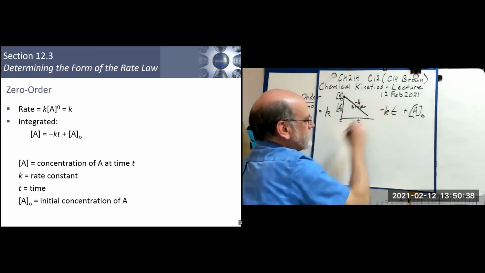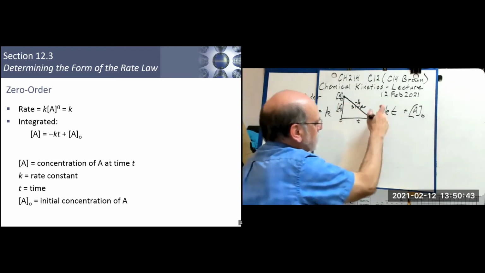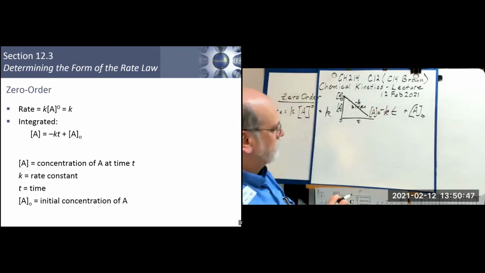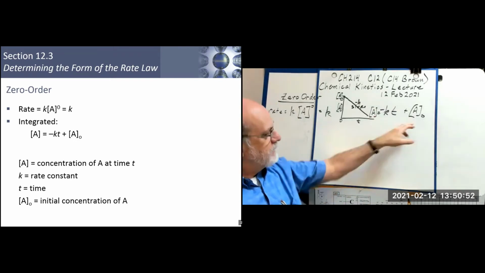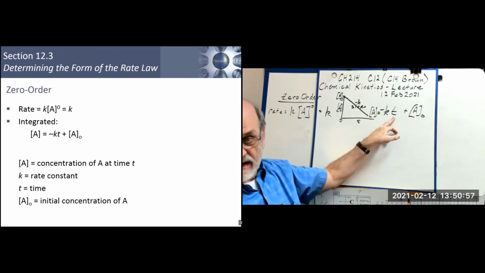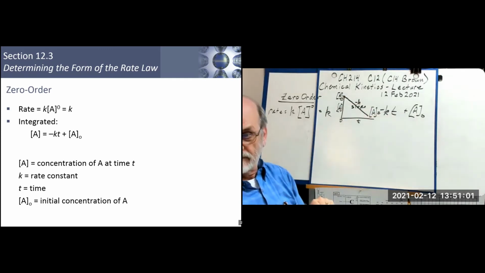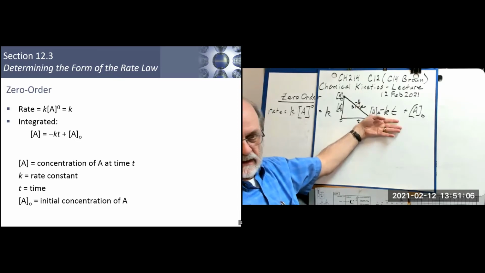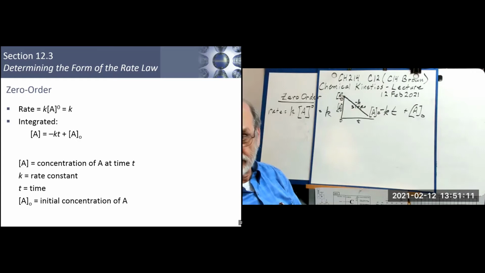Okay, and the actual concentration anywhere along that line is that. So that's your integrated rate law, where you have initial concentration, and the final concentration at any time t can be determined from that formula. That's the equation of this line. Okay.